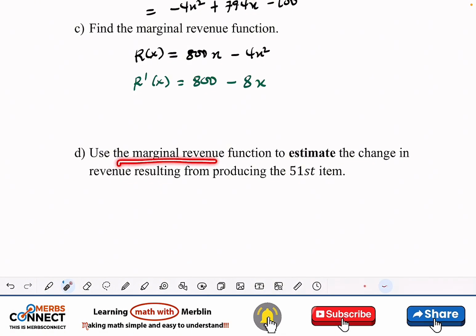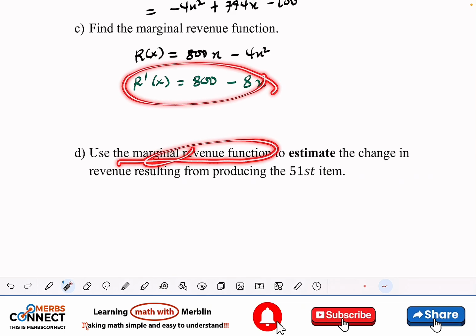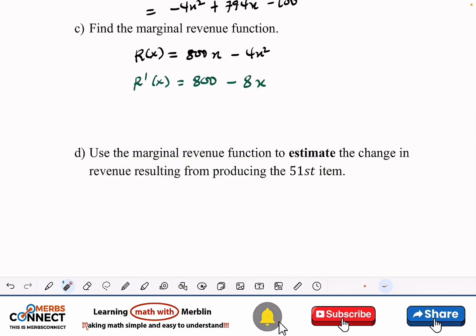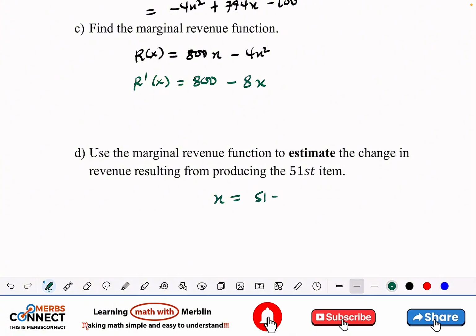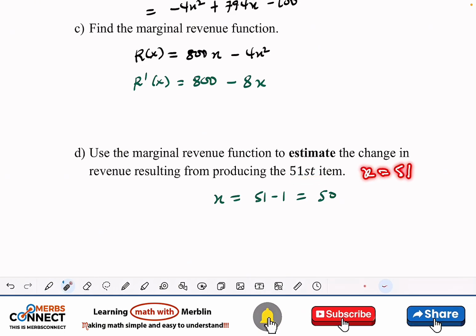Now use the marginal revenue function to estimate the change in revenue resulting from producing the 51st item. Since we are using this estimation and this is the 51st, it means that here our x should be 50. If x was given as 51, then we use that one. But since we have the 51st, we need to subtract 1 and we get 50.